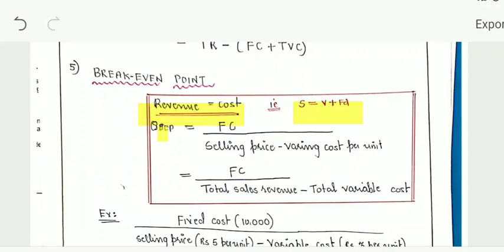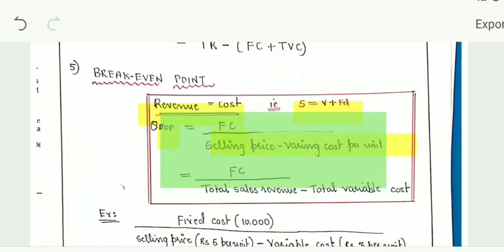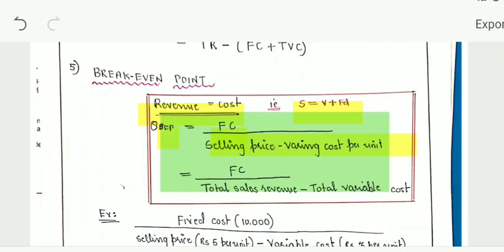So break even point will be equal to what? Fixed cost divided by the selling price minus the variable cost per unit. Okay, so this formula is very important for us while solving the numericals.